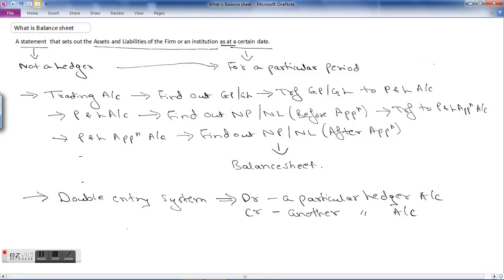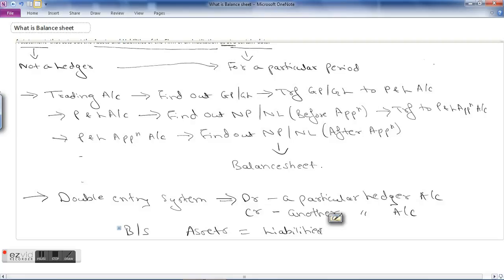So in your balance sheet as at any date, assets should be equal to your liabilities. If assets are not equal to liabilities, then there is some error in your trading account, P&L account, P&L appropriation account or the balance sheet itself. So this is one of the tests to find out if your final accounts are prepared correctly. Your assets should be equal to your liabilities. Now we'll see the format of the balance sheet and what items are included in the balance sheet one by one.